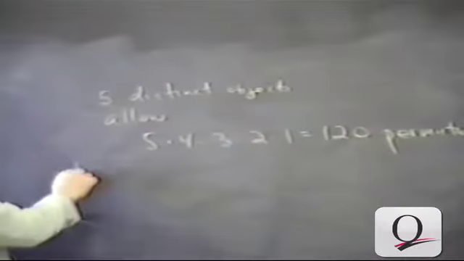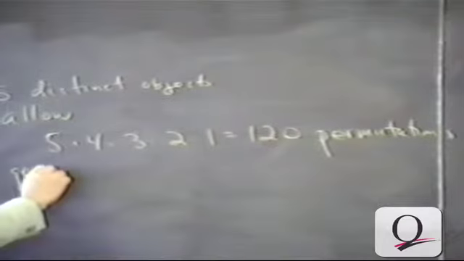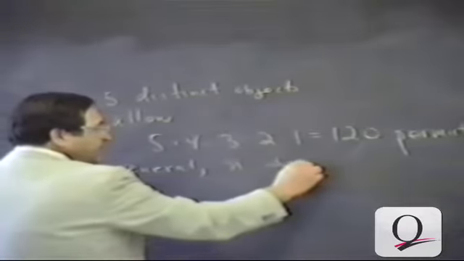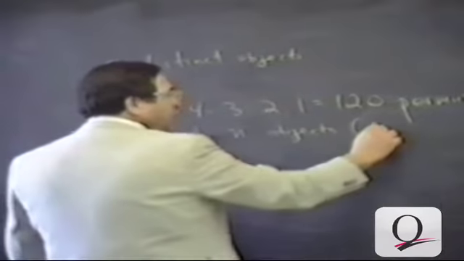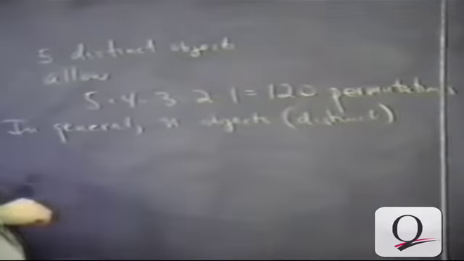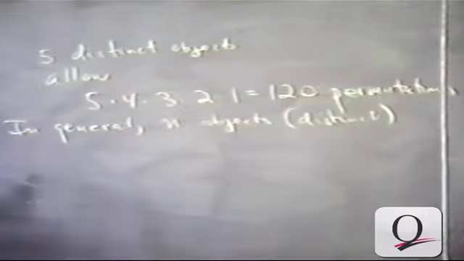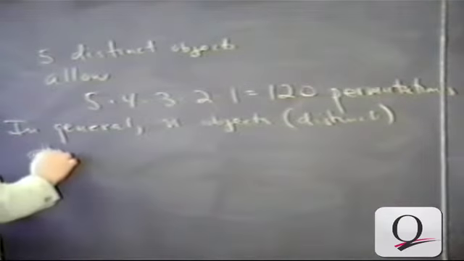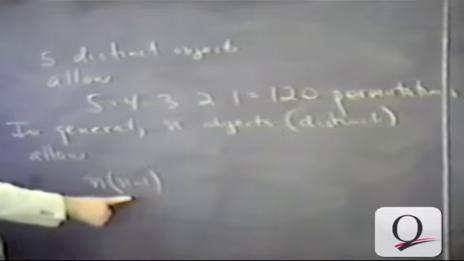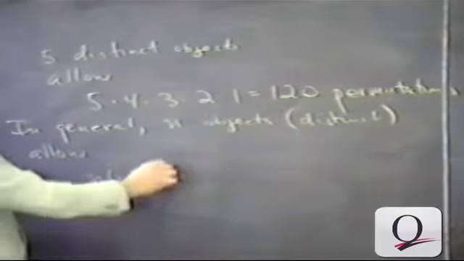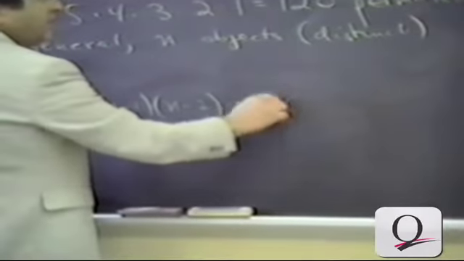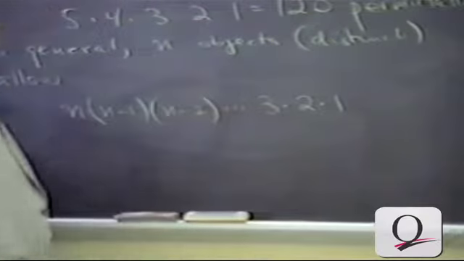In general, you can see from this, n objects, and I stress here that they are distinct. That is, each object could be told from another object. They allow n times n minus 1, because now I have one less choice for the next procedure, times n minus 2. And I continue that till I'm forced with the last object, which is 1.